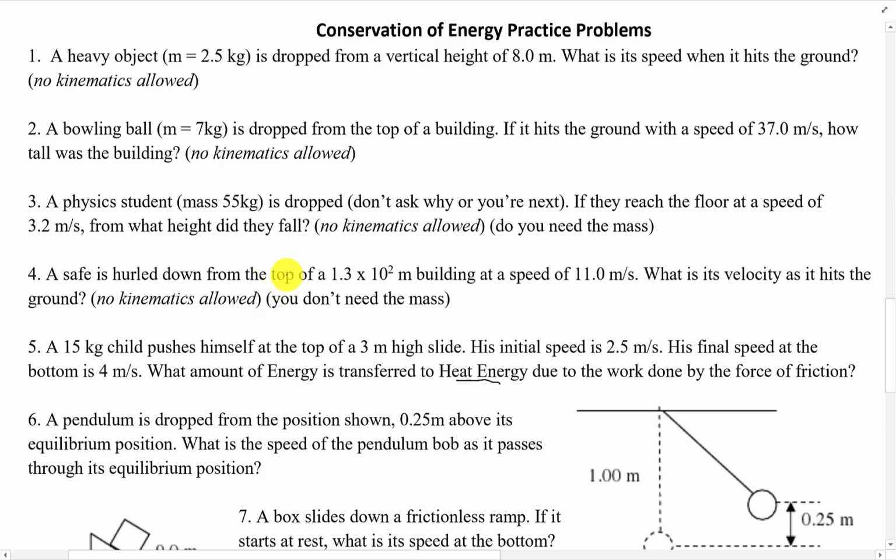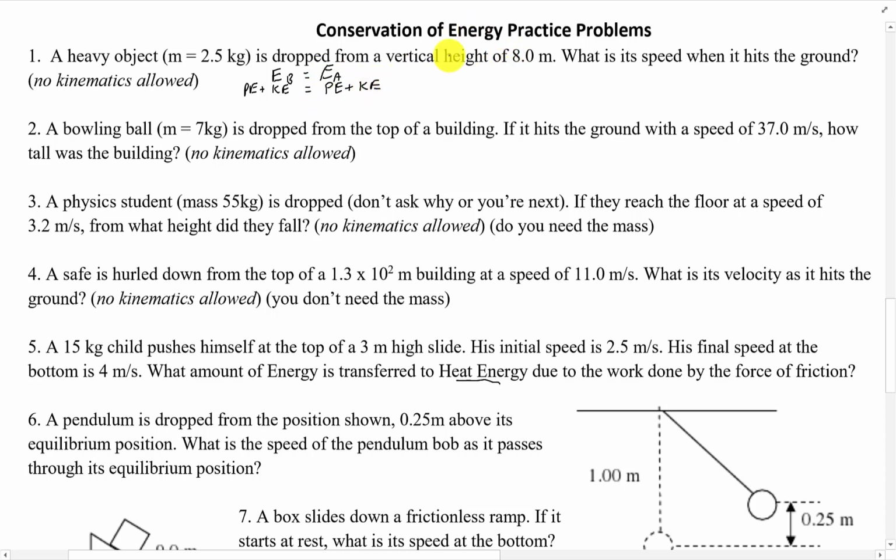So, a heavy object, mass 2.5 kilograms, not that heavy, is dropped from a vertical height, dropped 8 meters. What is its speed when it hits the ground? Sounds like a good kinematics question. We're not doing it. We're going to do the energy. So the energy before equals the energy after. Okay? And the energy before is potential energy plus kinetic energy, and the energy afterwards is potential plus kinetic.